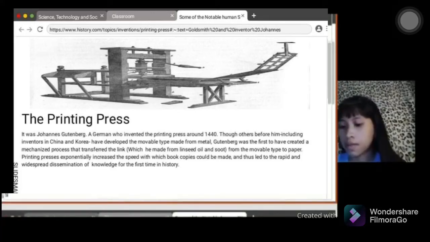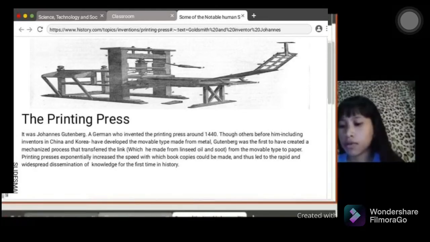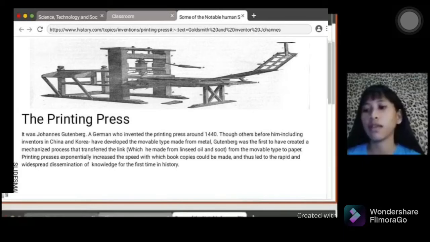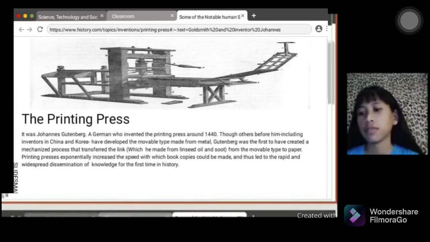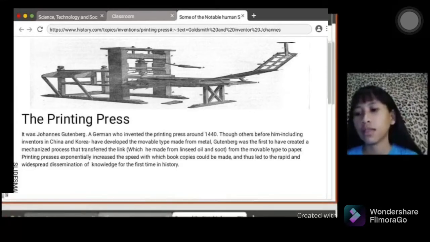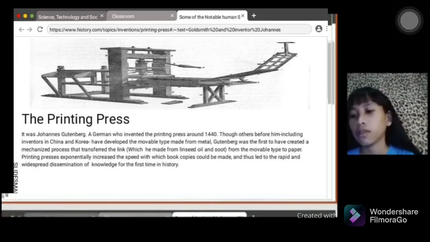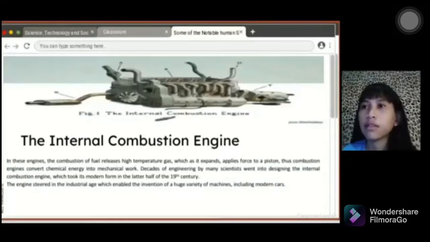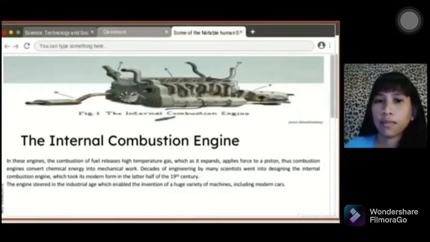The printing press allows us to share large amounts of information quickly. In fact, the printing press is so significant that it has come to be known as one of the most important inventions of our time. The internal combustion engine.